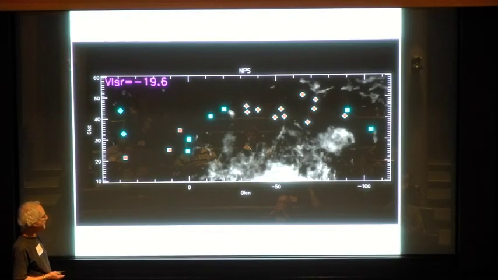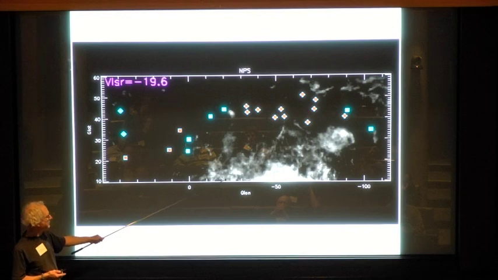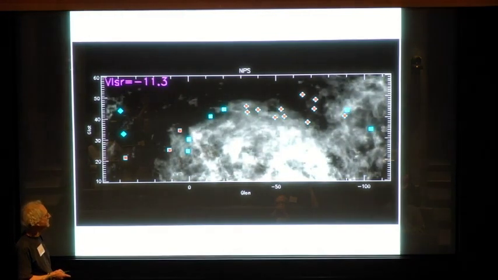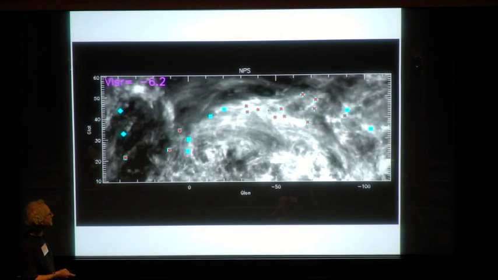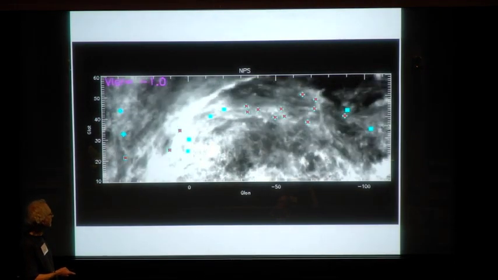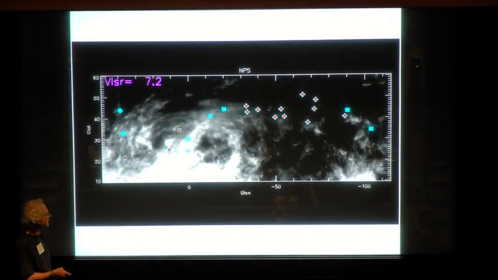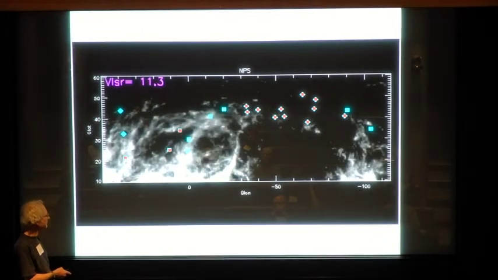Polar Spur. This is channel maps of the 21 centimeter line. There are all the points we have. And I'll run through these fairly fast. So you can see that structure growing bigger, now growing smaller. And that's a pretty good representation of an expanding shell.